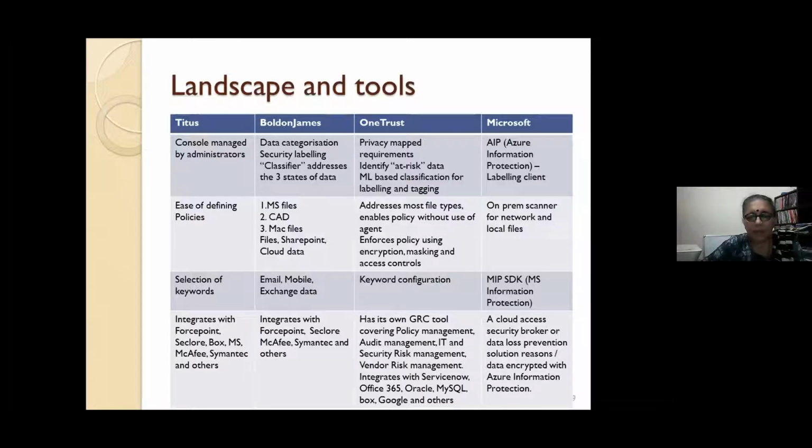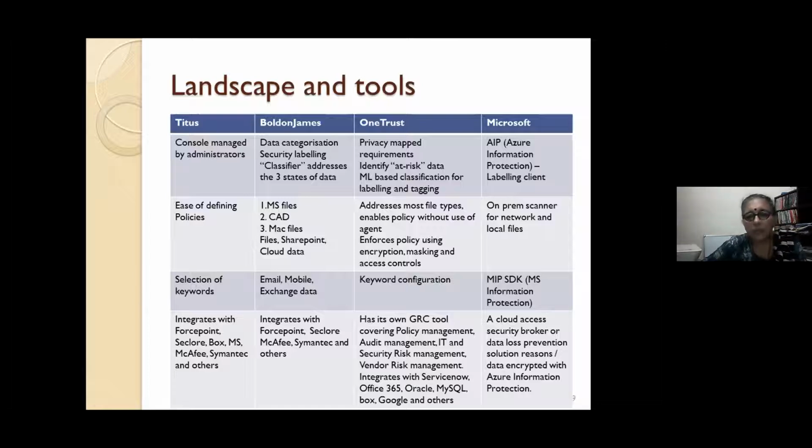Golden James products cater to all types of files. So it covers the drawing-based CAD files. It also integrates with Mac-based files, SharePoint and cloud, etc. They also cater to email, mobile, and such data. So there is a lot to explore if you look at a Golden James kind of scenario. And similarly, like Titus, it integrates with all of those.